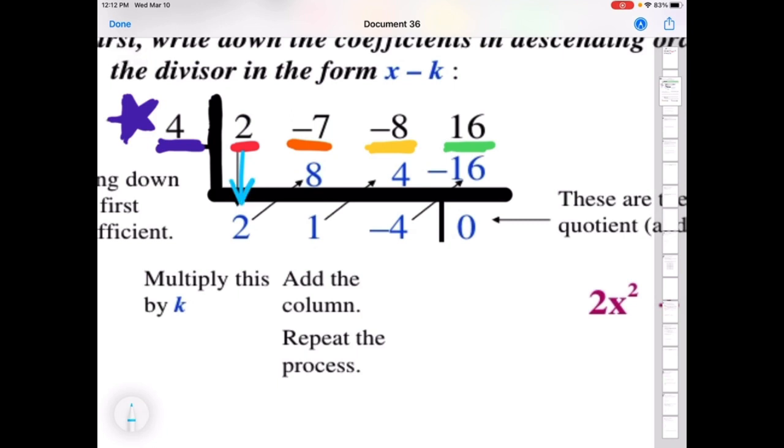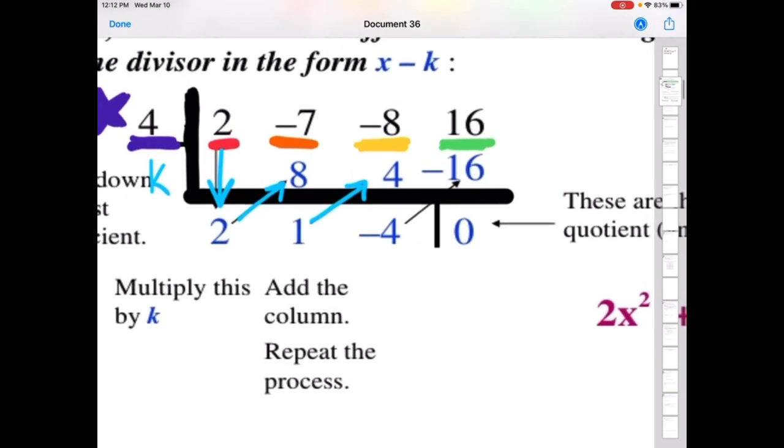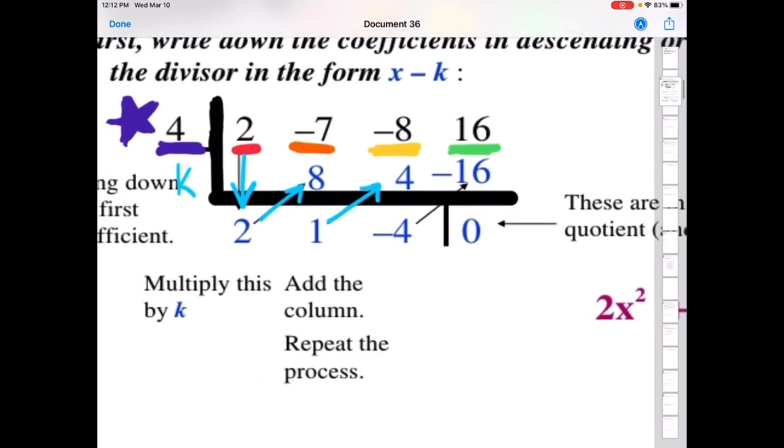Then we take 2 and multiply by this k value. 2 times 4 is 8, so I get 8. Negative 7 plus 8 is a positive 1. And then again, I have to multiply by my k value, which is 4. So 1 times 4 is 4. I put a 4 there. Now I do the same exact process. Negative 8 plus 4 is negative 4. And then I multiply this negative 4 by that k value again, which gives me negative 16. 16 and a negative 16 will cancel, and they'll create 0.